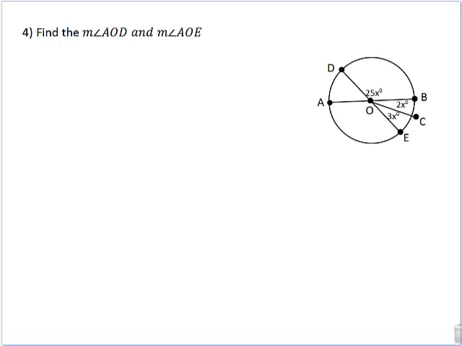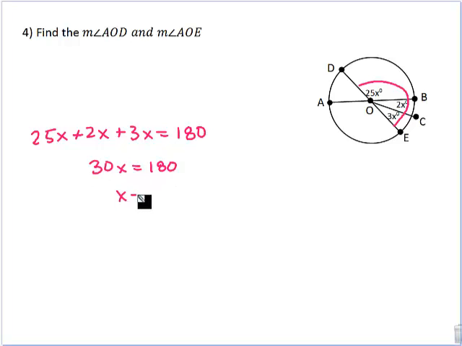All right. Then here I want to find the measure of angle AOD and the measure of angle AOE given this diagram. So we have to look at this diagram and figure out some things that we know for sure. So we know for sure in a circle, the whole way around is how many degrees? 360. What else do we know for sure? Half is 180. Okay, so we're going to look for either the whole way around or half. Yeah, these three, if we add those three up, what do they have to equal? Half, 180. So 25x plus 2x plus 3x should equal 180. So 30x is 180, so what's your x? 6?